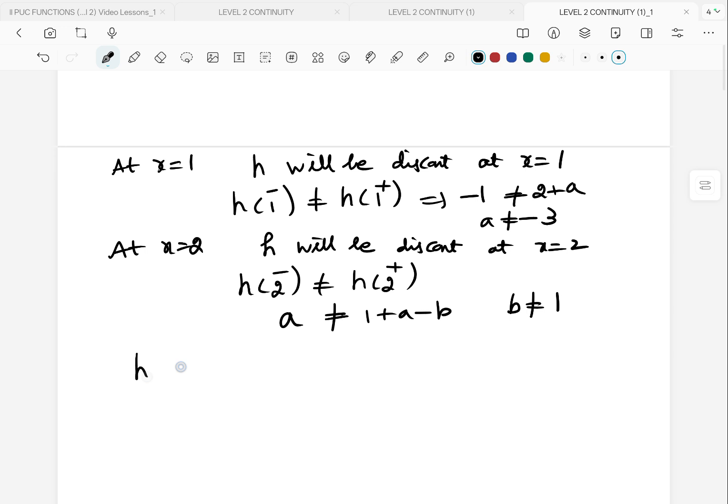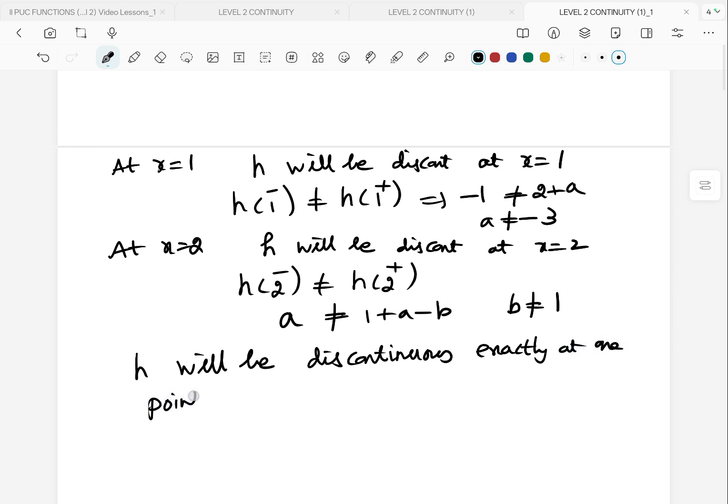Therefore, h will be discontinuous. h will be discontinuous exactly at one point, which is what they have given in the question, if a equal to minus 3 or b equal to 1.